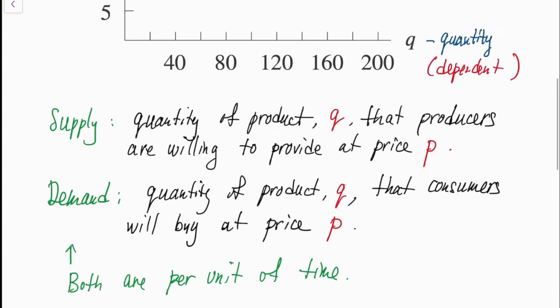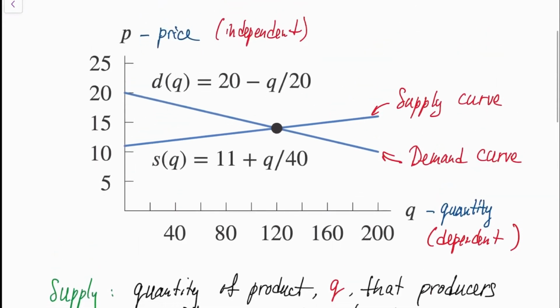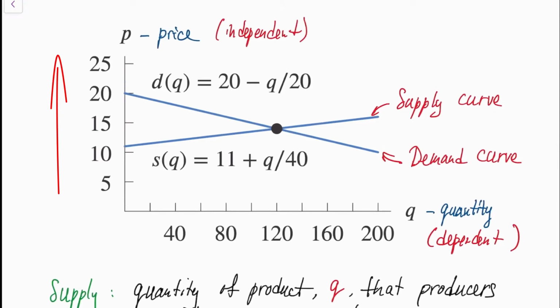And with this definition, now it's natural that when the price is increasing, the supply curve is also increasing, because the suppliers, of course, are willing to provide more product if the price is higher. And on the other hand, the demand curve is decreasing because the consumers are willing to buy less product if the price is higher. Now you see that it's quite natural to think of price as an independent variable.